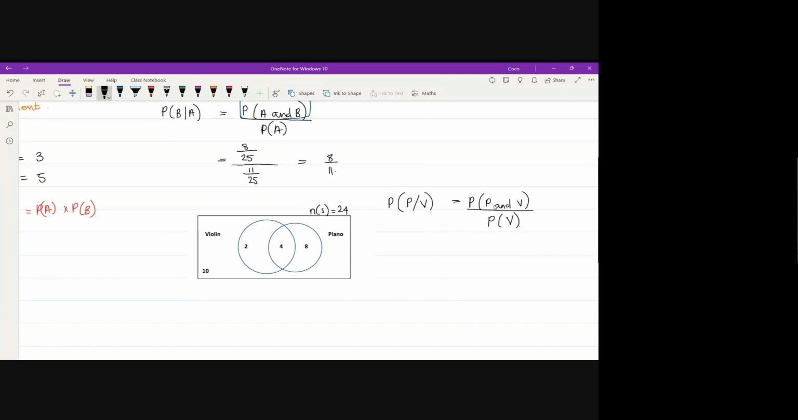Remember, that 4 is just the event size. It's just n(E), the event size. And remember, when we're looking for the probability of the event, that is the event size divided by the sample size. All right, pop your answers in the chat for me when you're ready.